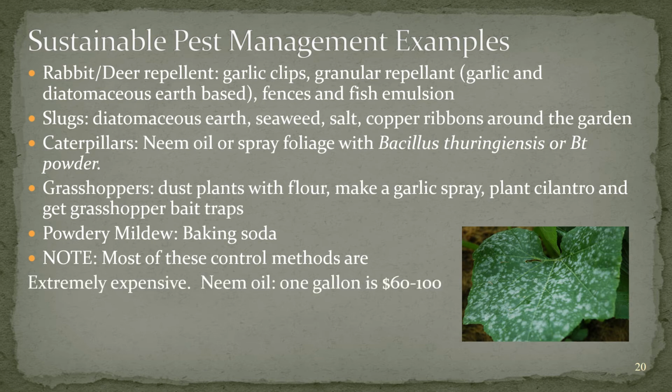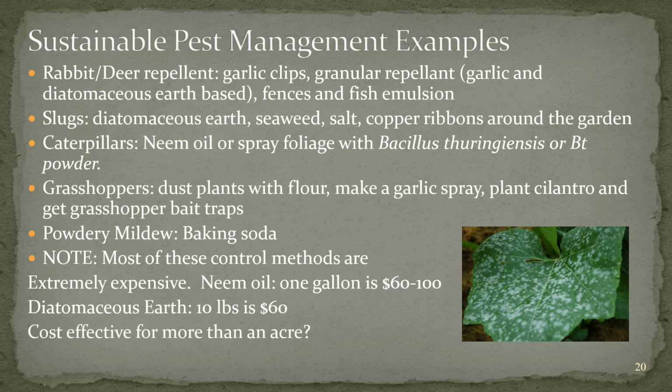Note, most of these control methods are extremely expensive. Neem oil, 1 gallon of neem oil is $60 to $100. So understand that while these are great for a small scale, they get really expensive on the large scale, and that's why a lot of large operations can't use them. Diatomaceous earth, 10 pounds is $60. Cost effective for more than 1 acre? Probably not.